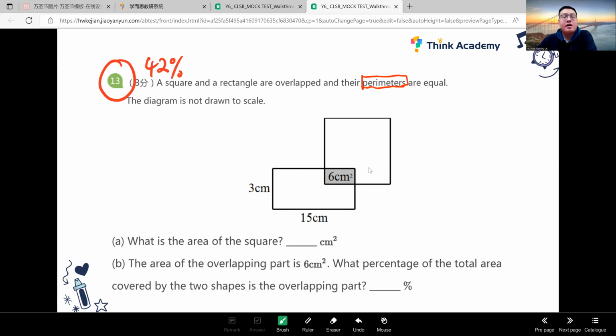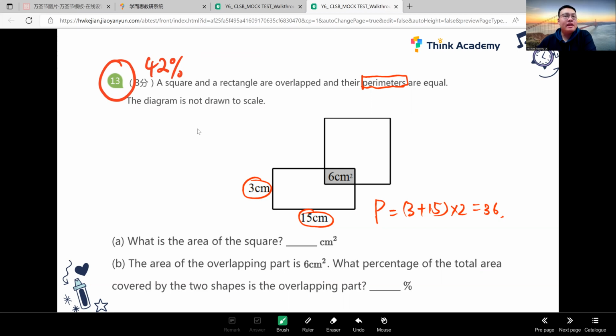Question A, what is the area of the square? If you want to get the area of the square, you need to know the side length of the square, and to get the side length, you can get the perimeter first. So what's the perimeter of the rectangle? The width equals 3 and the length is 15. So the perimeter is 36. It's basically 3 plus 15 and then double it.